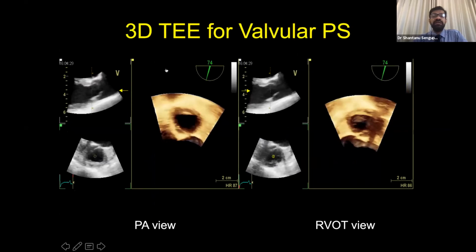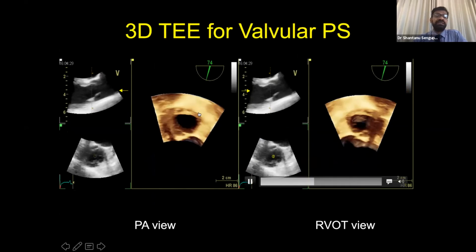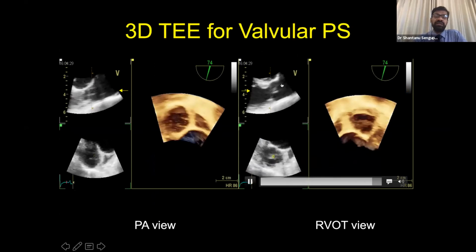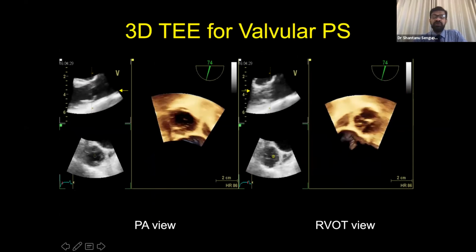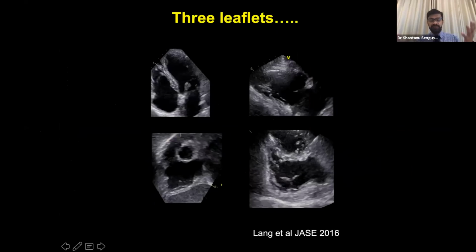It is so easy to look at the tricuspid valve. You can also look at the valvular PS. Just go en face on the 3D, and you can planimetre the valvular stenosis, looking at the RVOT views. So 3D has now become very important.